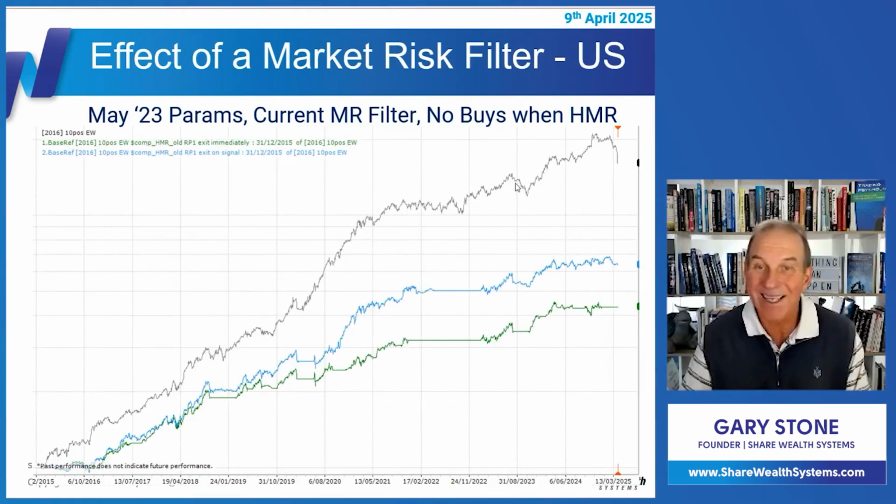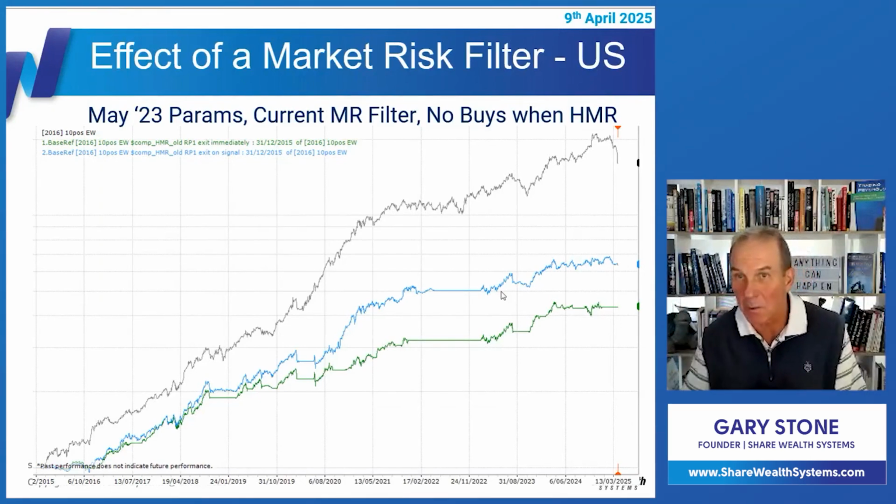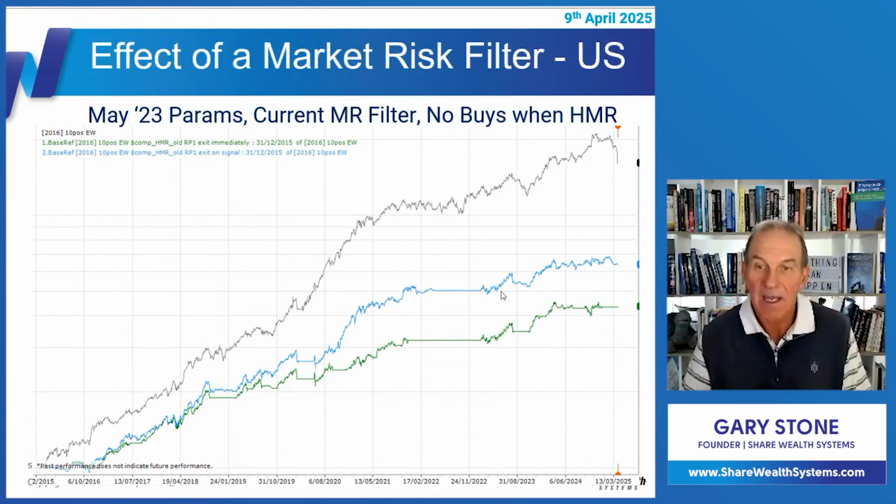The top one is no filters, no nothing, just trading as it is. The blue one, which comes second in this instance, is exiting on signal. So when a high market risk happens, we don't just shut down all our positions, we wait for the exit and then get out. And the green one is if you exit immediately, and obviously you don't start taking any new entry signals until you get a low market risk entry, which is an entry on the NASDAQ composite.